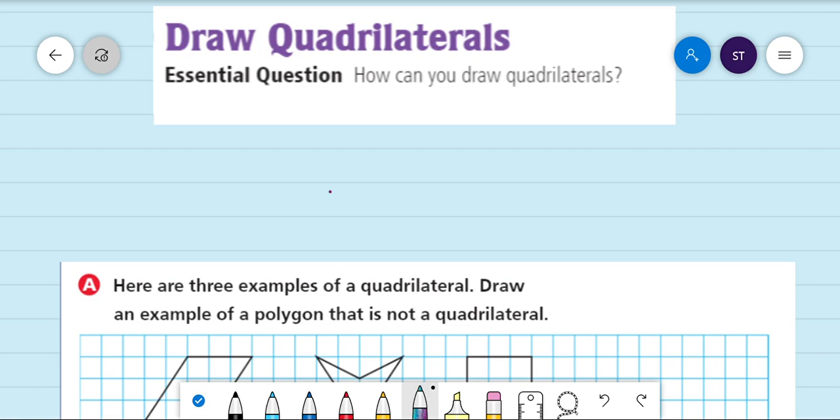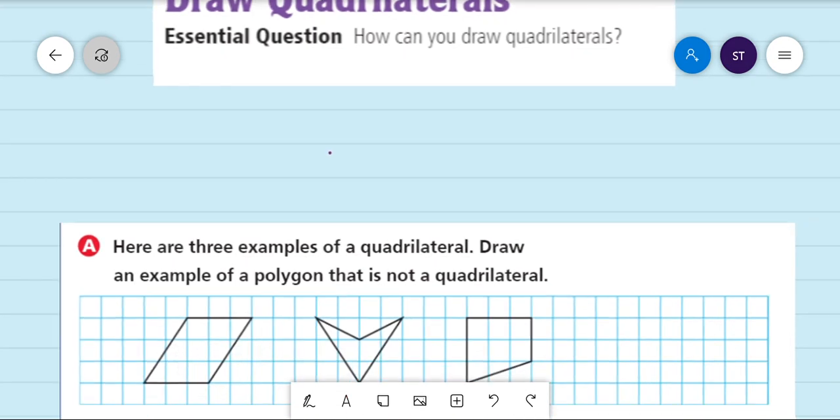Hello, this is Miss Thomas, and in today's lesson, 12.6, we're going to be looking at quadrilaterals and drawing quadrilaterals based off of their attributes. We learned about quadrilaterals in lesson 12.5, and we learned that quadrilaterals are shapes that have, you got it, four sides and four angles. So let's look at an example.